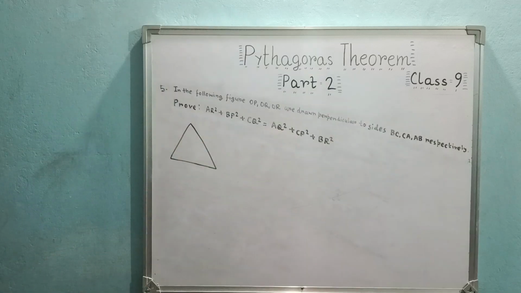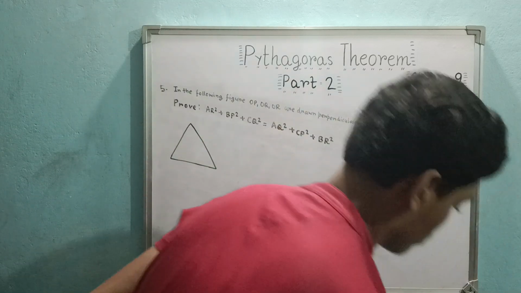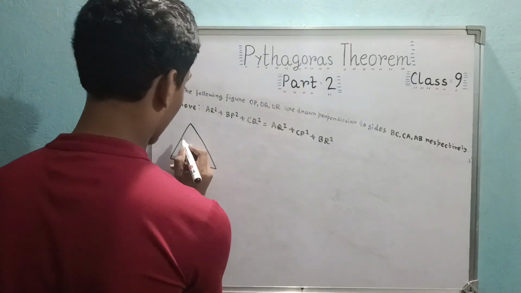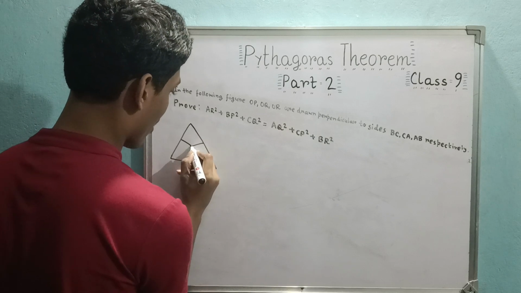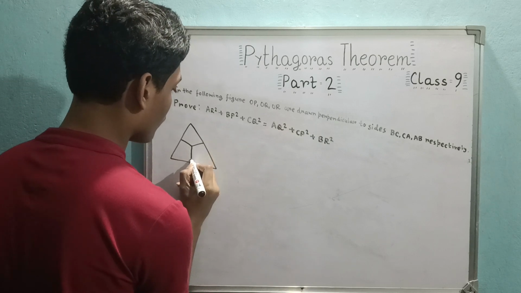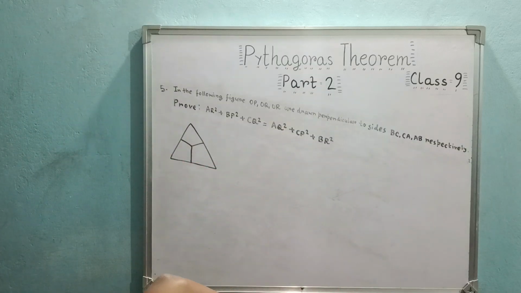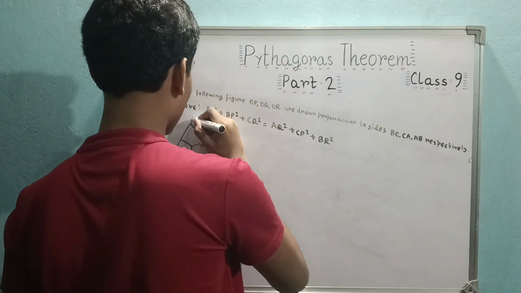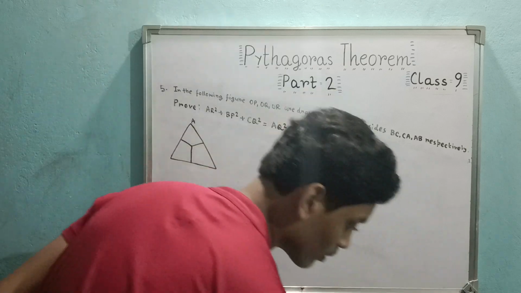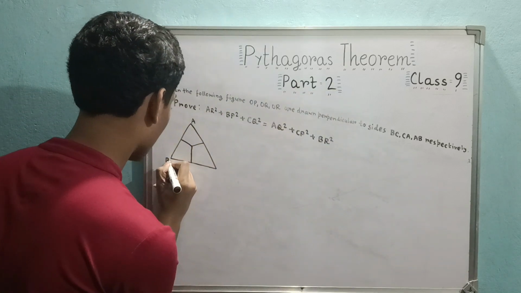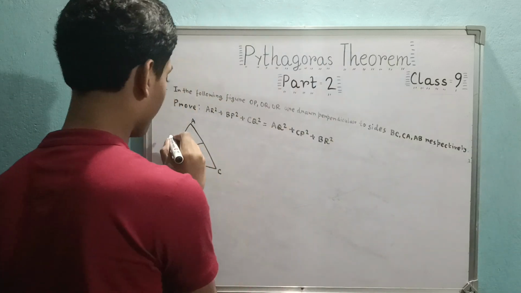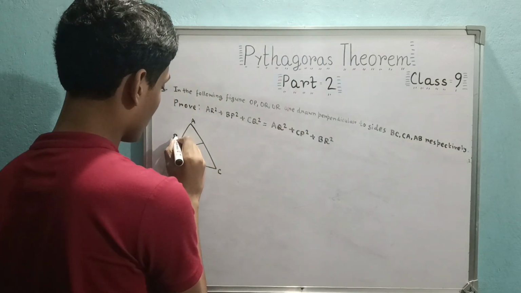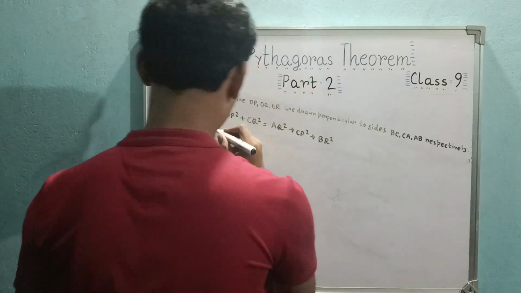Then I have three perpendiculars drawn like this. It's like a Y type of figure, three of them. And then some names for them: A, B, and C. And these perpendiculars are R, Q, P.